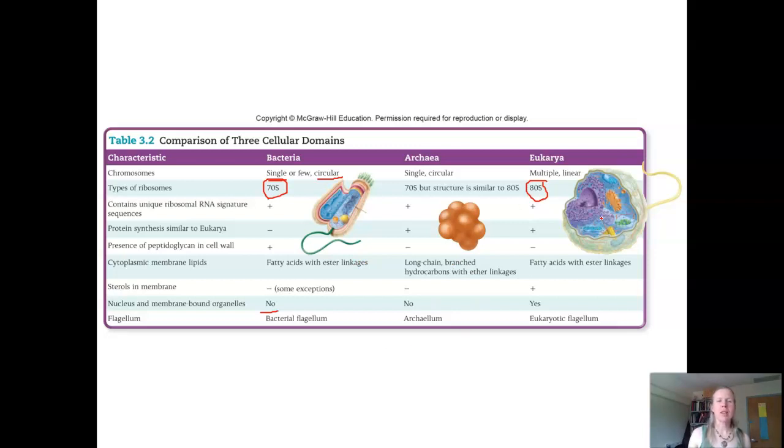Oh, one other big thing here is peptidoglycan. We'll talk about this extensively, but this is what the cell wall of bacteria is made of, and this is unique to the bacterial domain. We don't see peptidoglycan in archaea or eukarya. Thank you guys for bearing with me. Okay, moving on here.